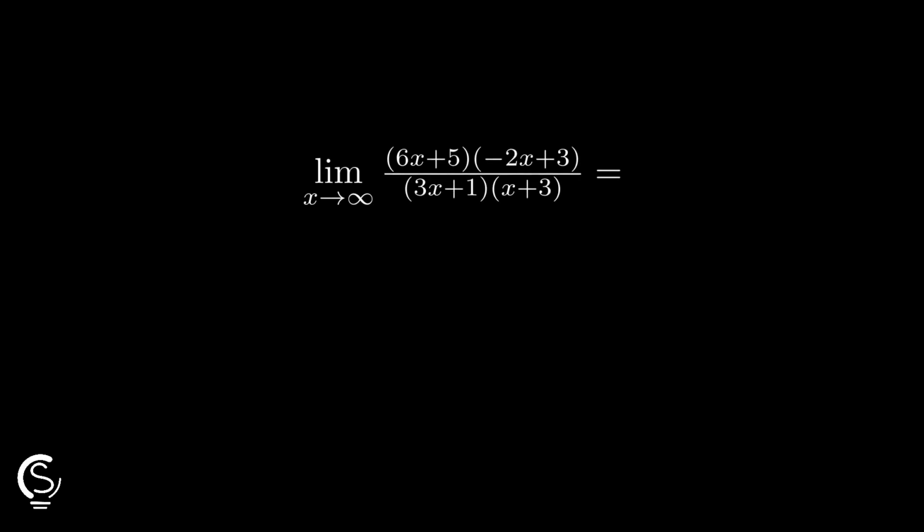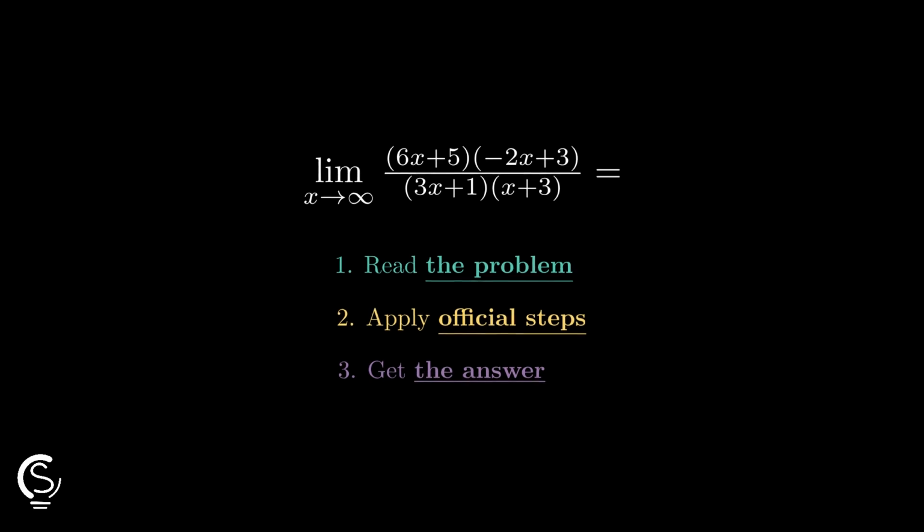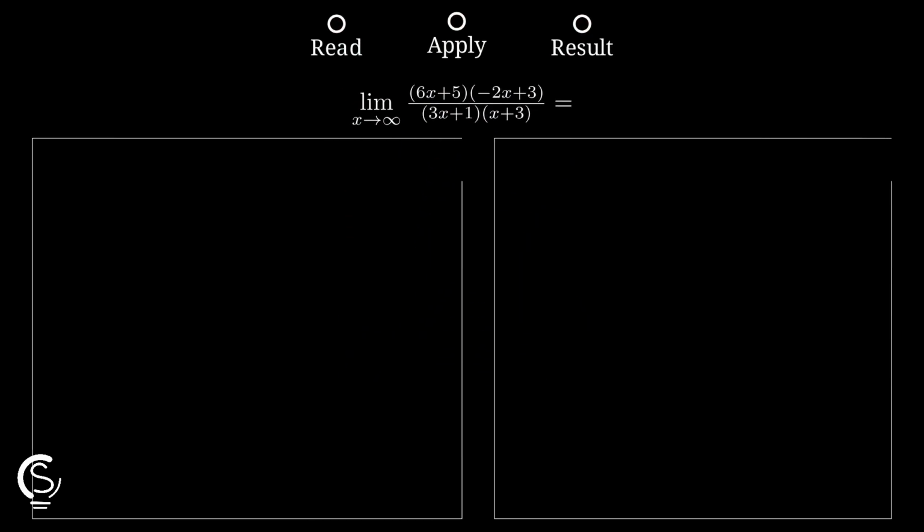Find the limit of this rational function as x approaches infinity by focusing on the highest powers. Let's solve this together now. First, we look at the numerator and denominator to identify the highest degree terms. We do not need to expand everything, just multiply the leading terms in each set of parentheses.